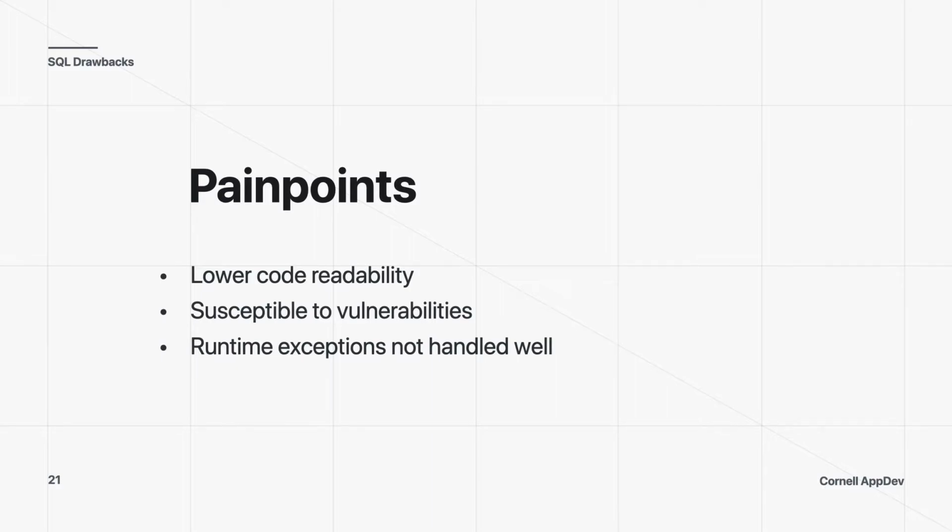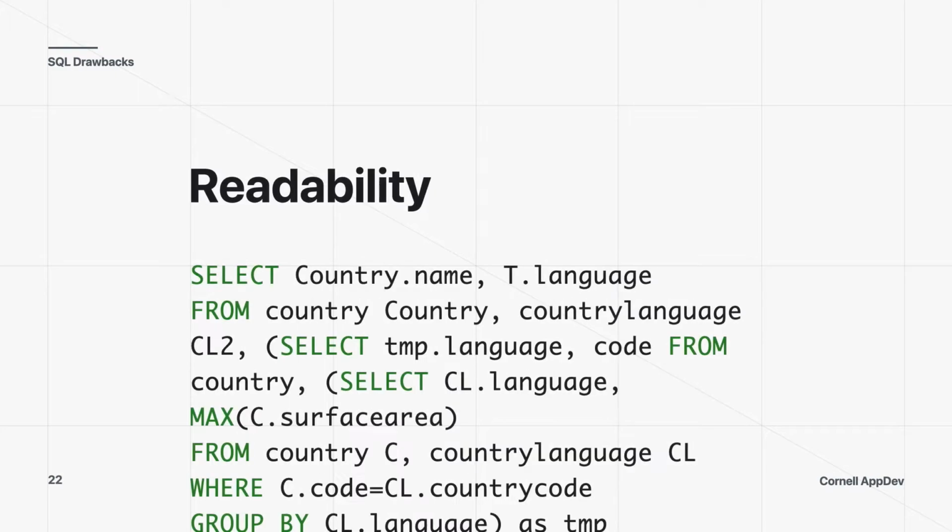It's also susceptible to vulnerabilities, and I'll go more in depth with that with an example later. And if you noticed, if something was wrong in your SQL code, you couldn't really catch the exception there. You had to catch the entire SQL command and then try and guess what went wrong. So you can't really give helpful descriptive error messages back to your clients.